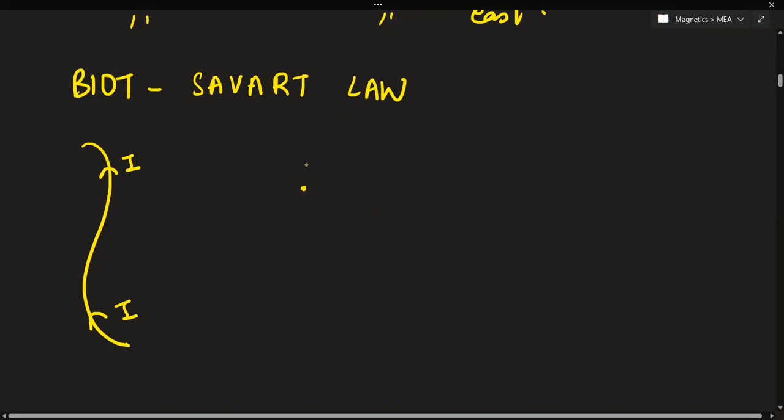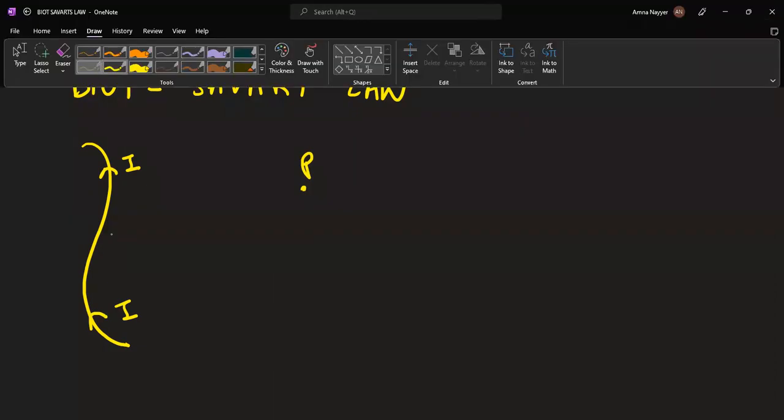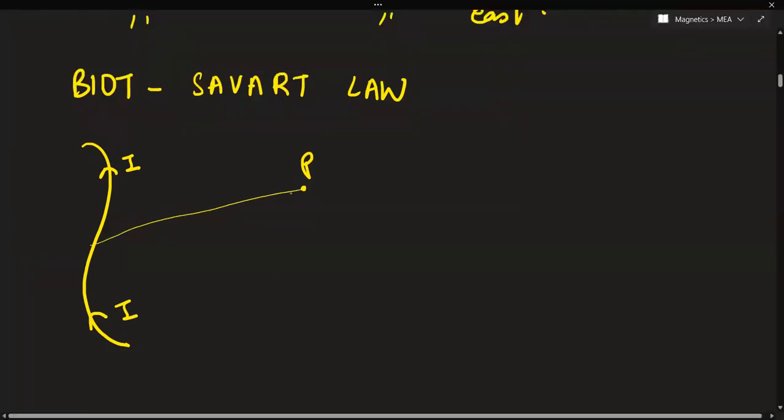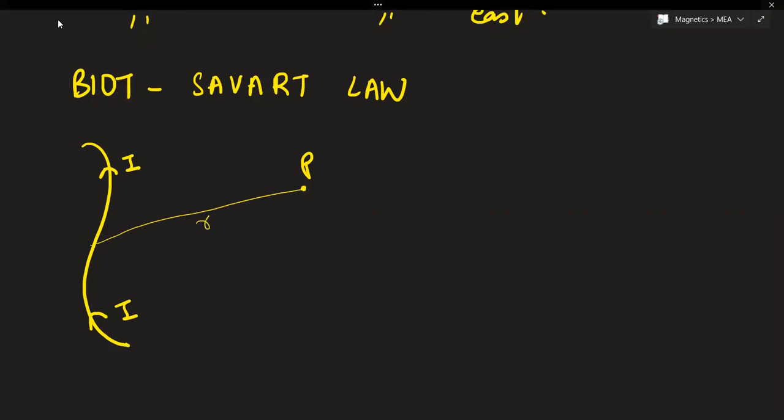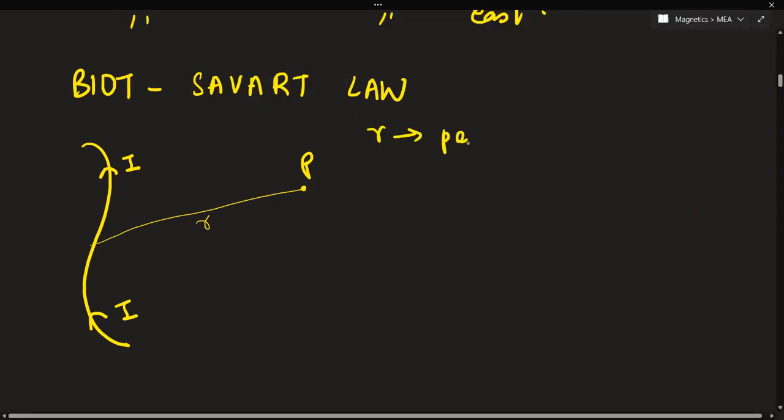So I'm taking a point P. Let's say this point P is separated by small r. This is the position vector. Small r is the position vector of this point P. It's the position vector telling you the position from this wire.